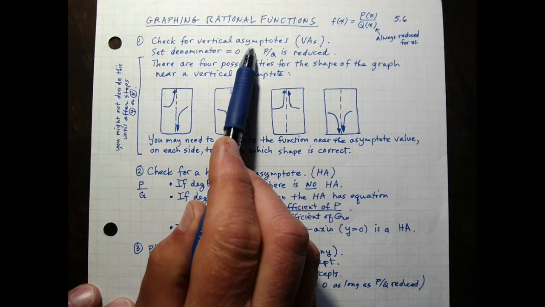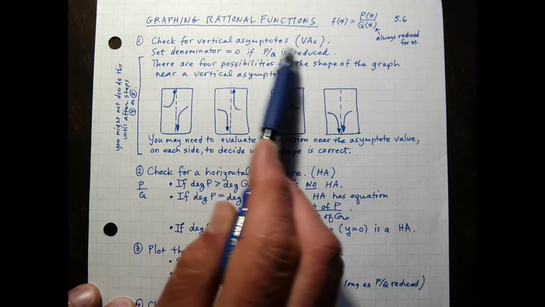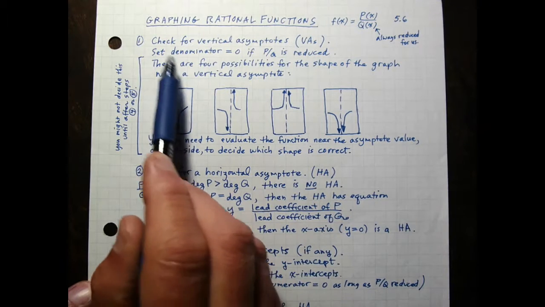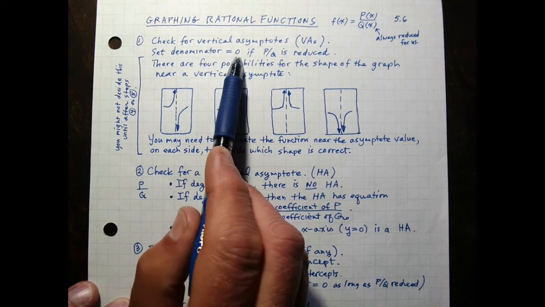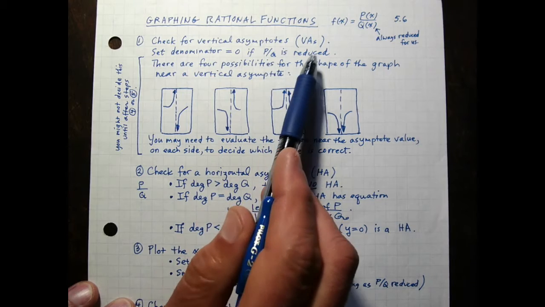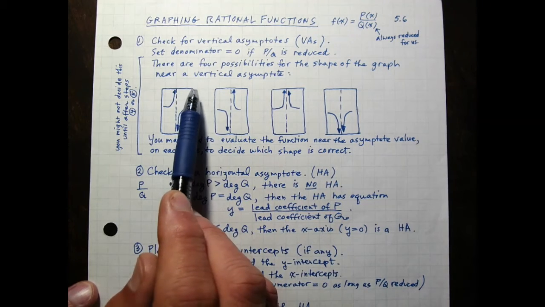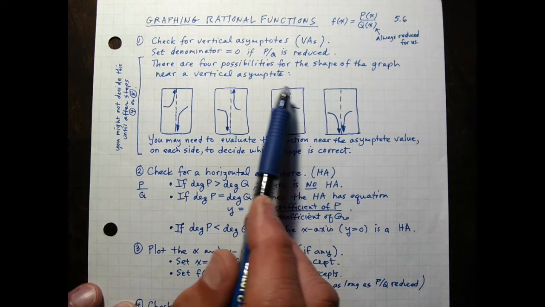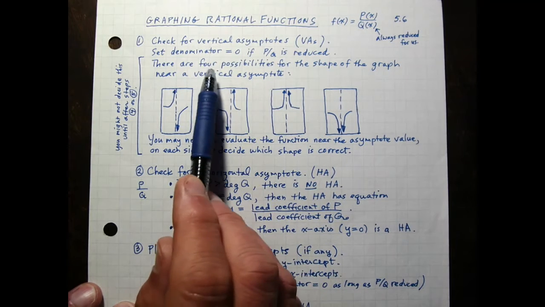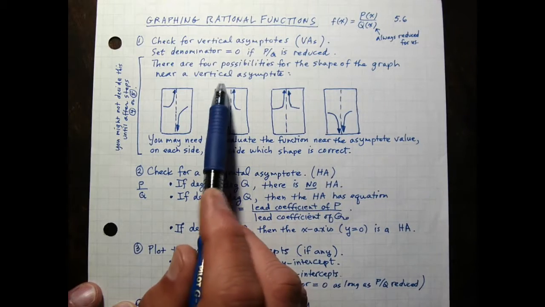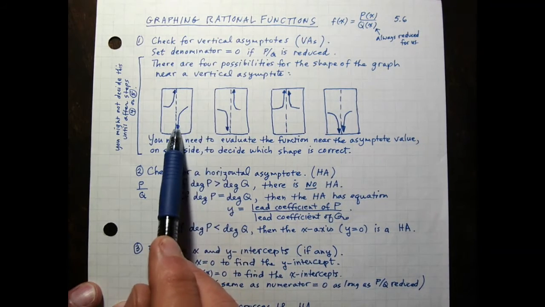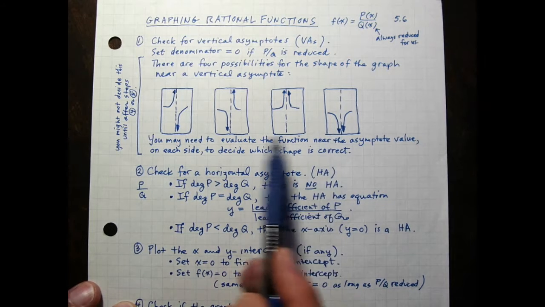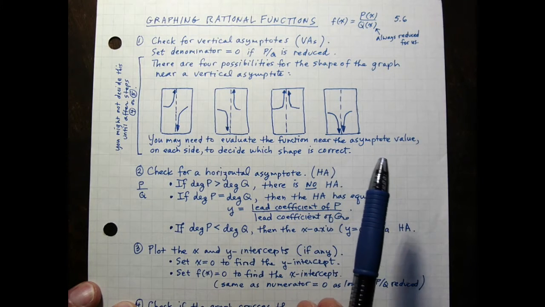First, you're going to check for vertical asymptotes, which I will sometimes write now as VA. What you do is you set the denominator equal to 0 if P over Q is reduced, and it will be for us. Now, when you find those vertical asymptotes, you could have 1, you could have more than 1, you could have 0 vertical asymptotes, but around each vertical asymptote there are 4 possible shapes for the graph, and that will need to be determined before you're through.